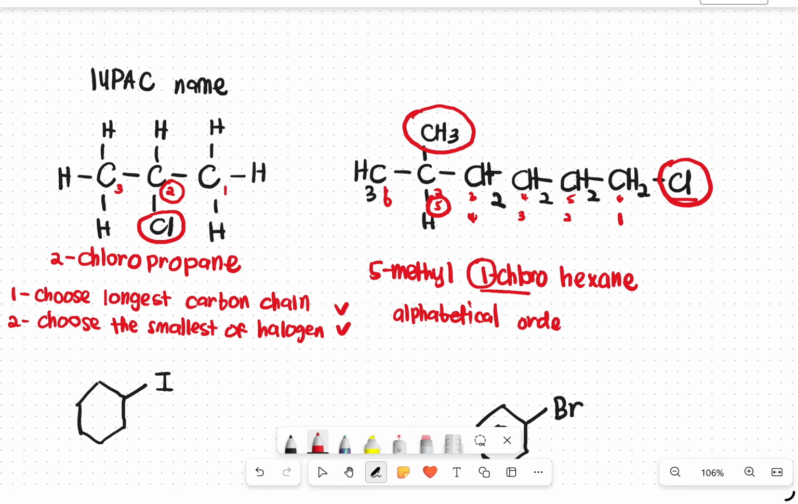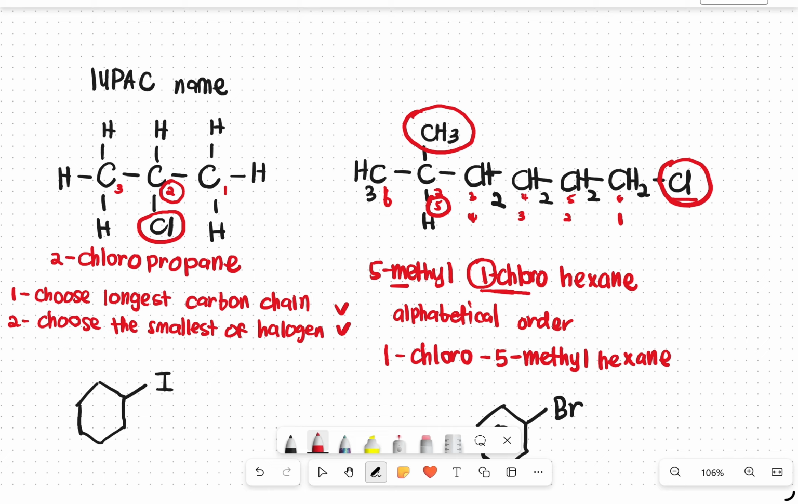M with C. Between M and C, which one comes first? C comes first, based on A, B, C, D, E, F, G. So here we write down 1 chloro, followed by dash 5 methyl. So this is alphabet, and then 5. And then hexane.